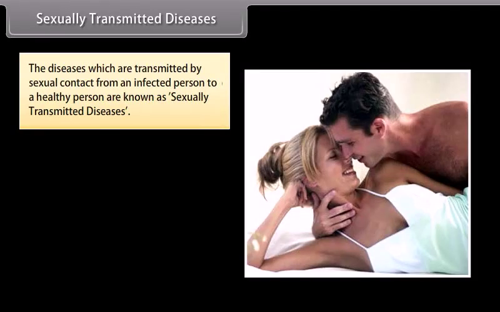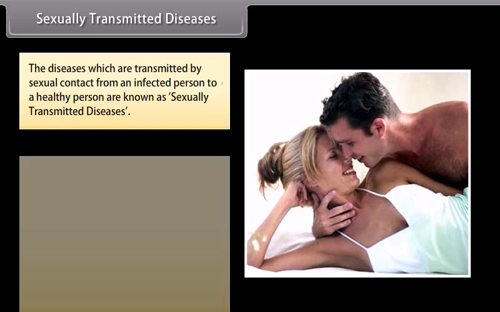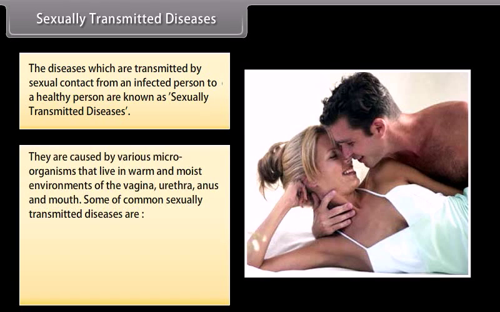Sexually transmitted diseases. The diseases which are transmitted by sexual contact from an infected person to a healthy person are known as sexually transmitted diseases. They are caused by various microorganisms that live in warm and moist environments of the vagina, urethra, anus, and mouth. Some common sexually transmitted diseases are gonorrhea, syphilis, trichomoniasis, AIDS.